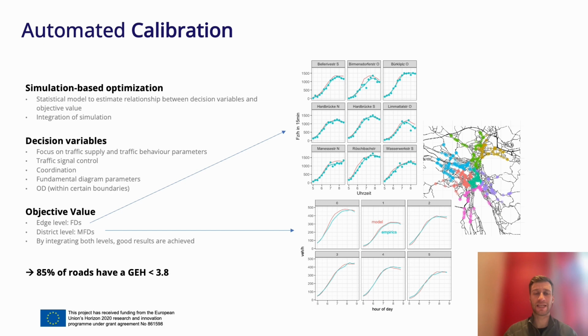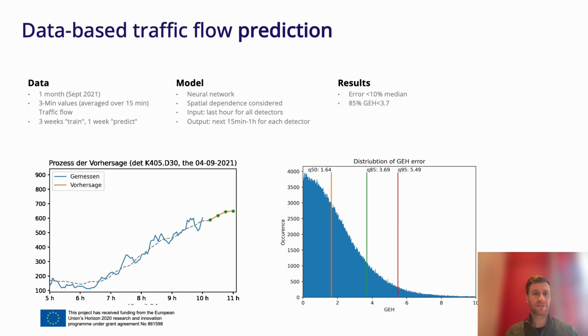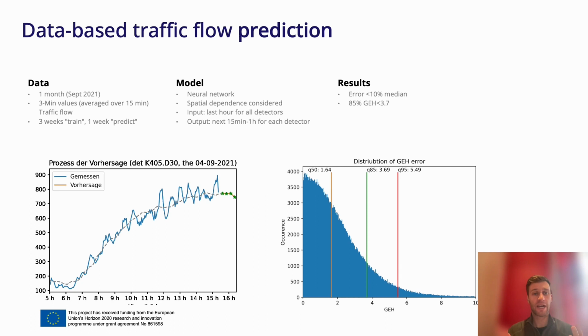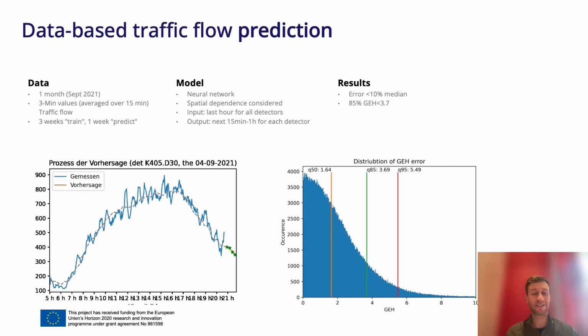Now, once the model is calibrated, what you can do then is basically traffic flow prediction. The idea here is that we have some idea what will happen in the next 15, 30, 45 minutes, up to 1 hour. To do so, we trained a neural network, a fairly simple model, where we try to just infer what will happen in this next hour based on historic data.